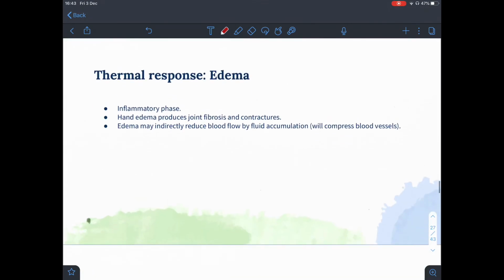So the thermal response, edema, is the inflammatory phase. So hand edema we should take care about it. We should pay attention to it because it will produce joint fibrosis and contractures. It may need physical therapy. And edema is also concerning because it can reduce the blood flow.